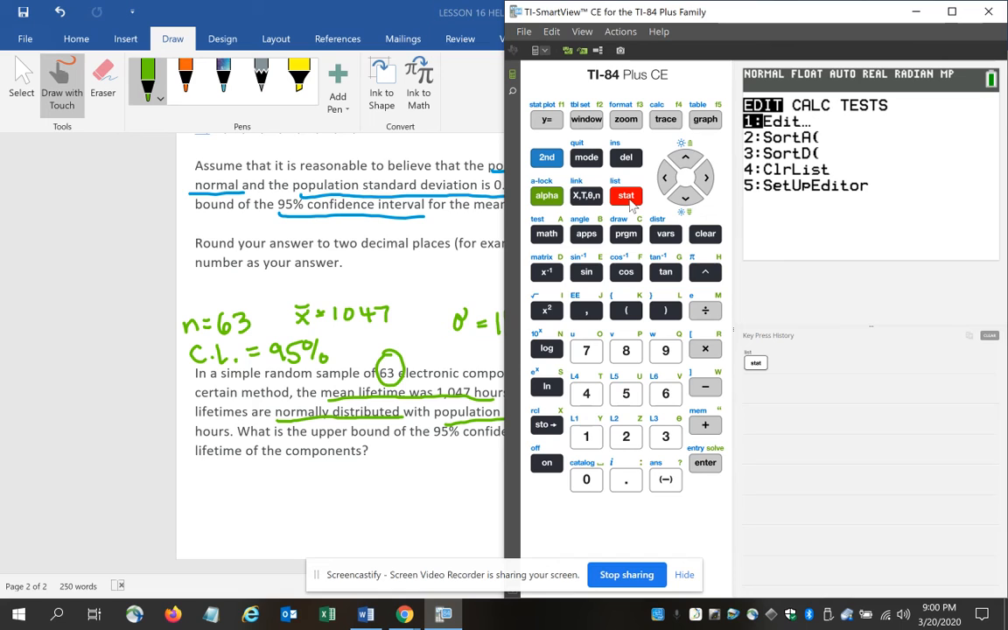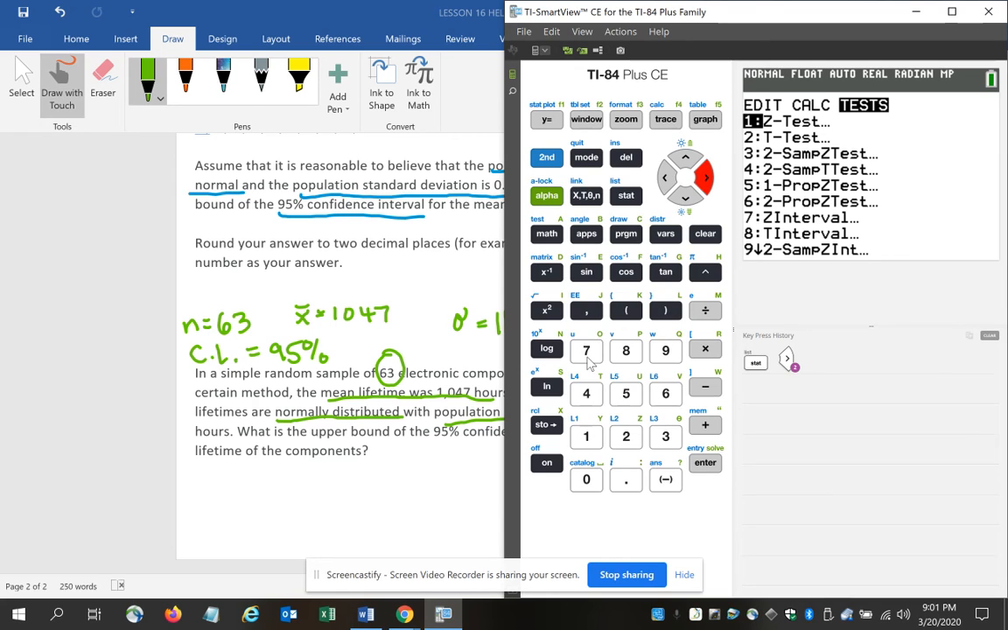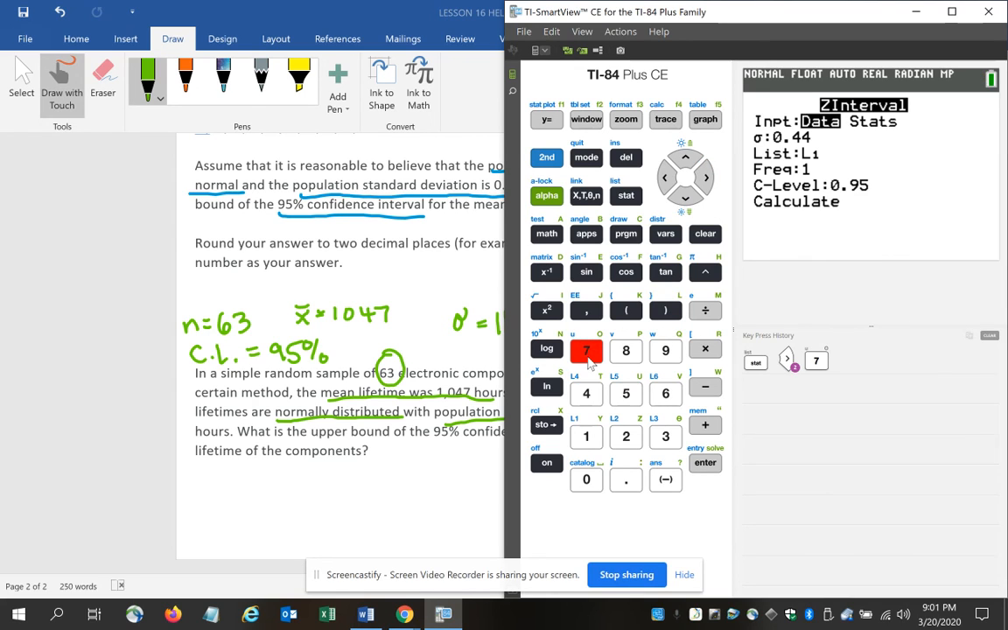Again, we go to Stat. We arrow to the right, highlighting the test menu. We choose number 7, again, because we know the population standard deviation. Okay, but this time instead of data, I want to enter the stats. So I'm going to arrow to the right and highlight the word stats. And after I highlight it, I need to press enter. So that now you have the word stats blinking at you. And it asks you for the information.